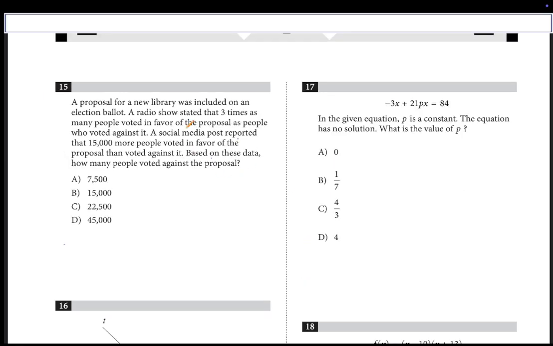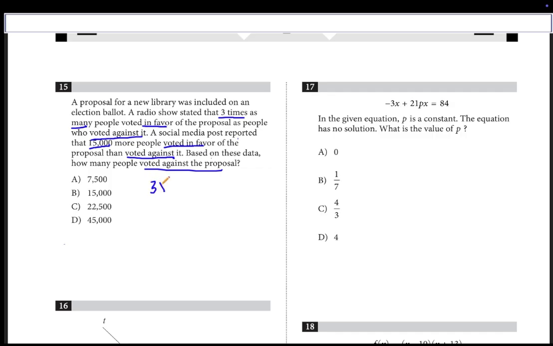15. It states, a proposal for a new library was included on an election ballot. A radio show stated that 3 times as many people voted in favor of the proposal as people who voted against it. Social media posts reported that 15,000 more people voted in favor of the proposal than voted against it. Based on these data, how many people voted against the proposal? So it says a radio show stated that 3 times as many people voted in favor of the proposal as people who voted against it. We'll find the ratio of people who voted in favor to against it.